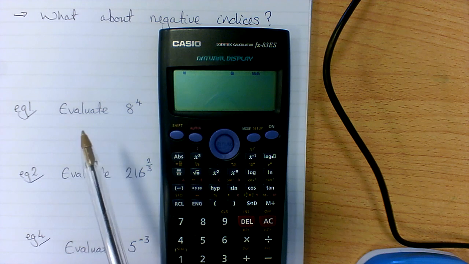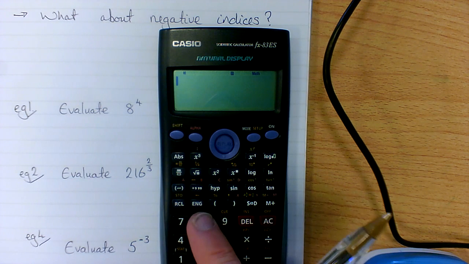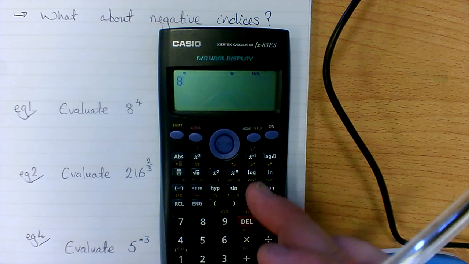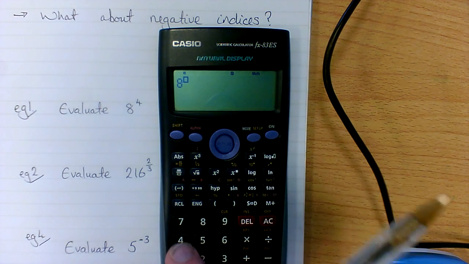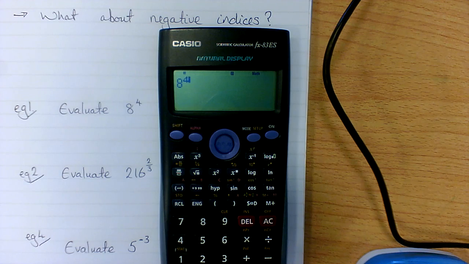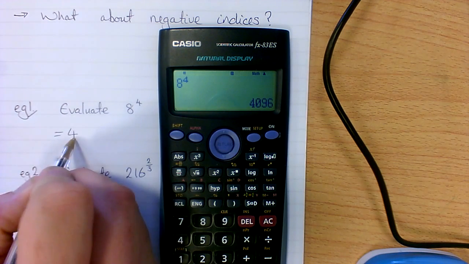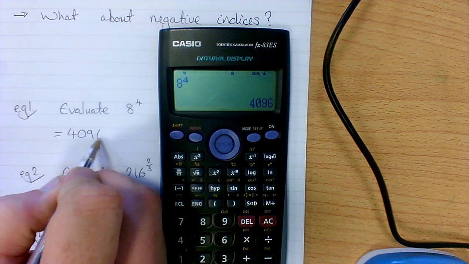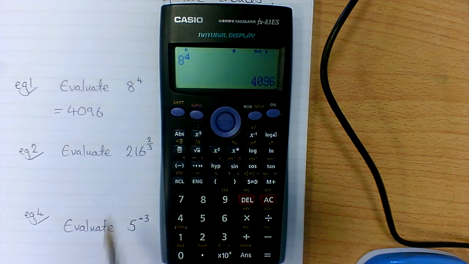So if I look at the first question, I've got to evaluate 8 to the power 4. So I simply type in 8 and then the power button, and it gives me an open box. I simply put 4 in and then press equals. So my answer to the first question would be 4096.